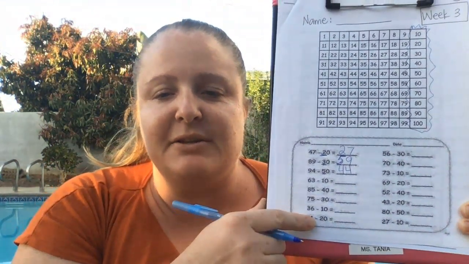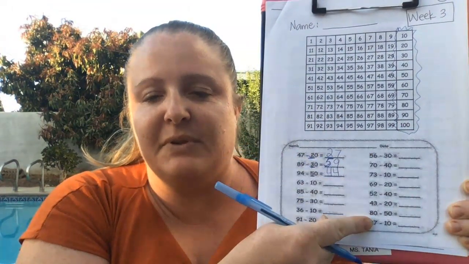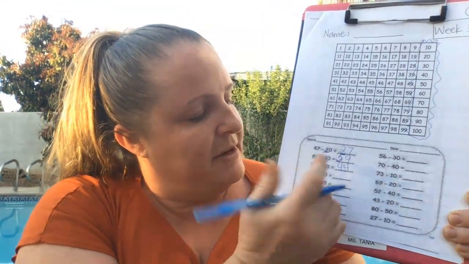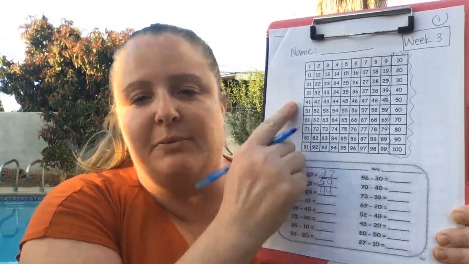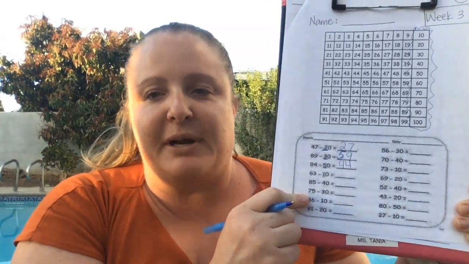All right, sound good? So I want you guys to practice the rest of these on your own, okay? Underline the number that's here in front of the 0, and that's how many lines up you're going to go. Practice on that.